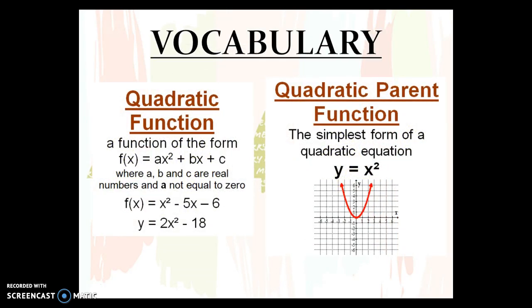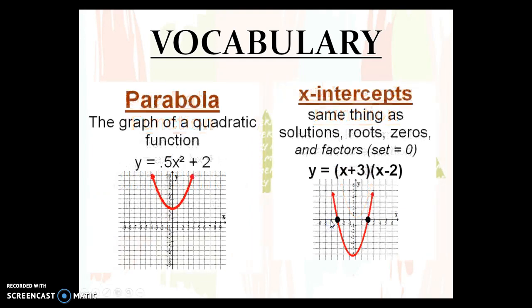We're going to write quadratic equations, but we're going to do it with our calculators. So a quadratic function is anything like that x squared. Quadratic parent function, y equals x squared. A parabola is the shape of a quadratic function. X-intercepts, that's where the parabola crosses through the x-axis. Also called solutions, roots, zeros, and factors. They're all the same thing, okay?